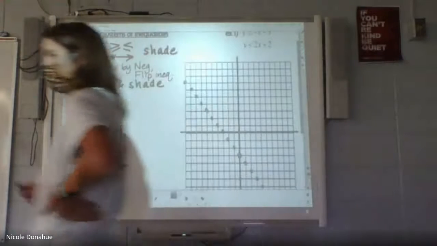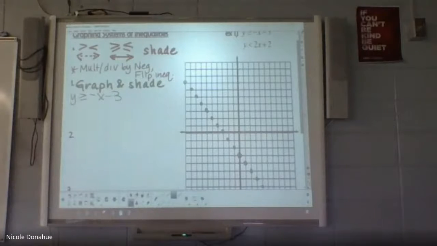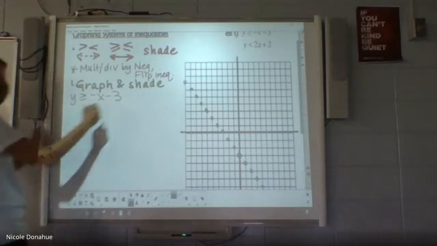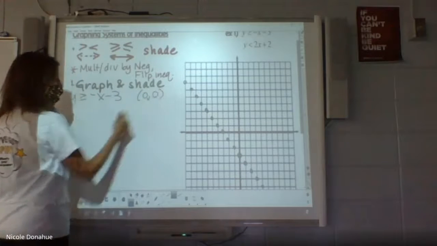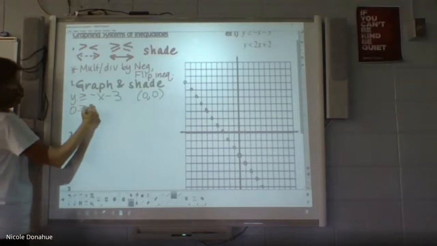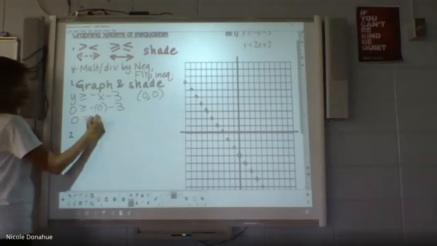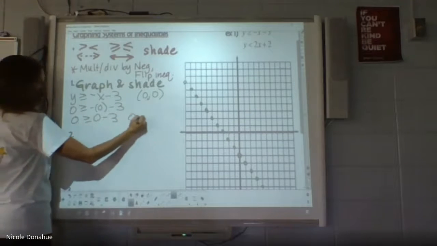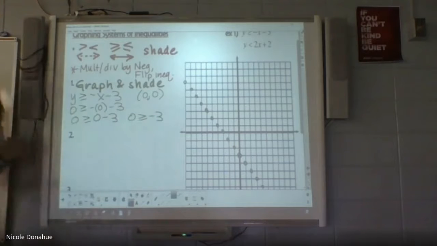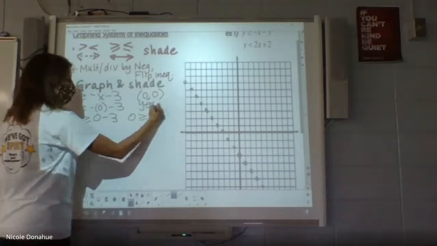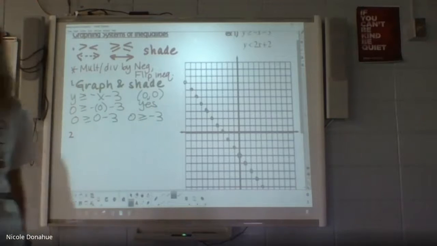Math jail. All right, so once you have that, we still have to test our point. And again, we can test 0, 0. Hopefully I colored on the right side. Okay, is 0 greater than or equal to -3? Yes. 0, 0 works.